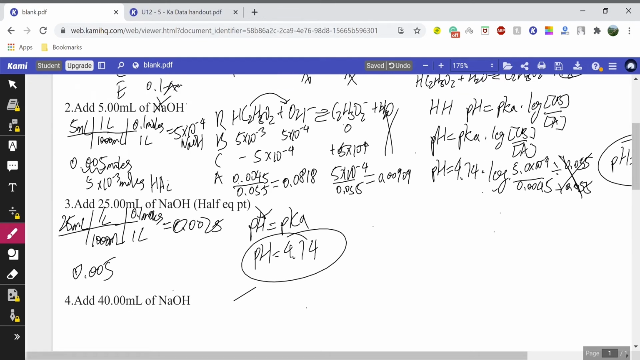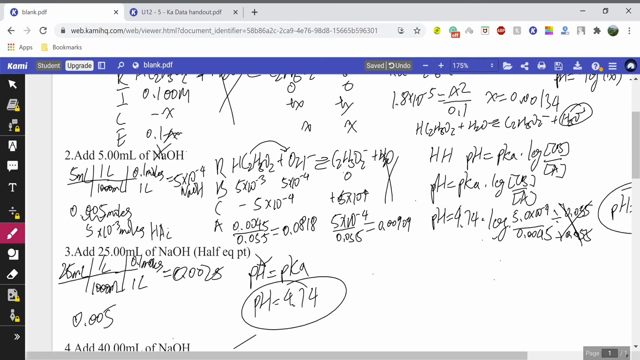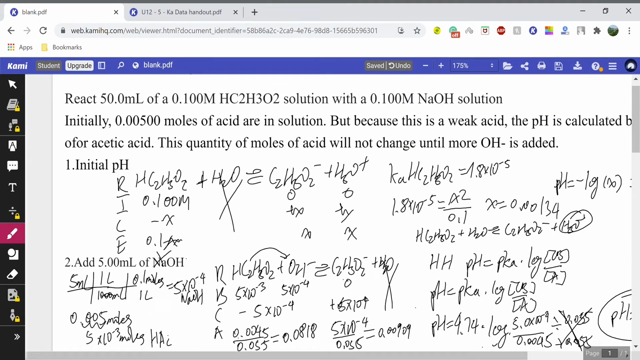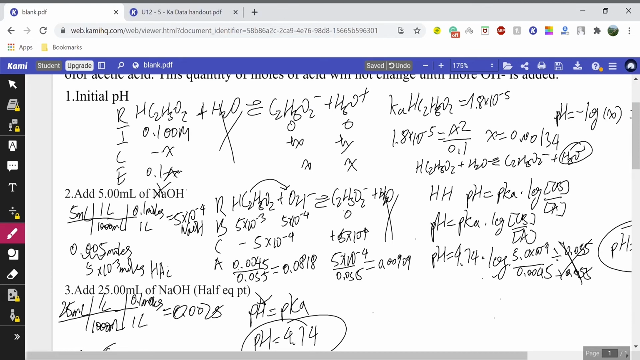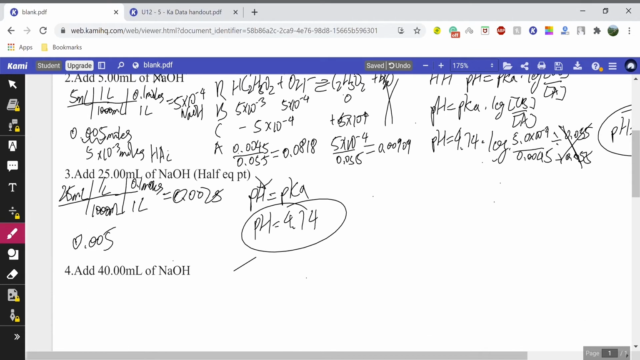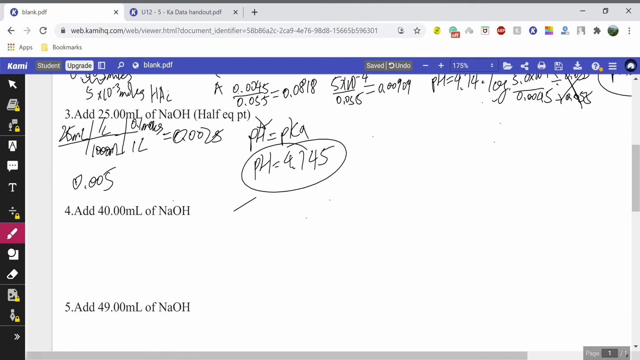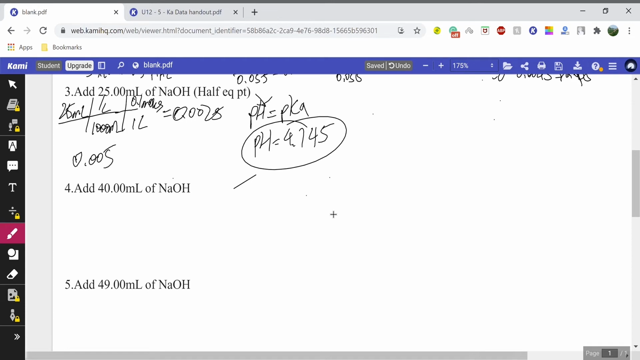Now let's quickly take the negative log of that because we need 3 sig figs. So negative log of what is our K? 1.8 e to the negative 5th is going to be 4.745. So that is our pH. pH equals pKa, which is 4.745. Now we add 40 milliliters. All right, so this time, let's try adding 40 milliliters.